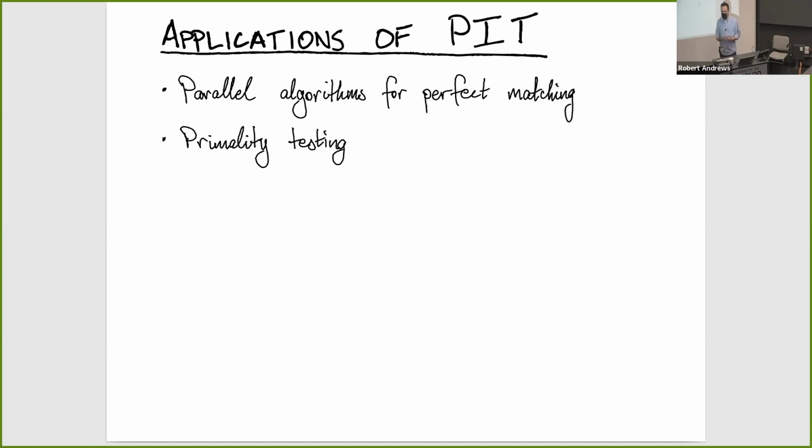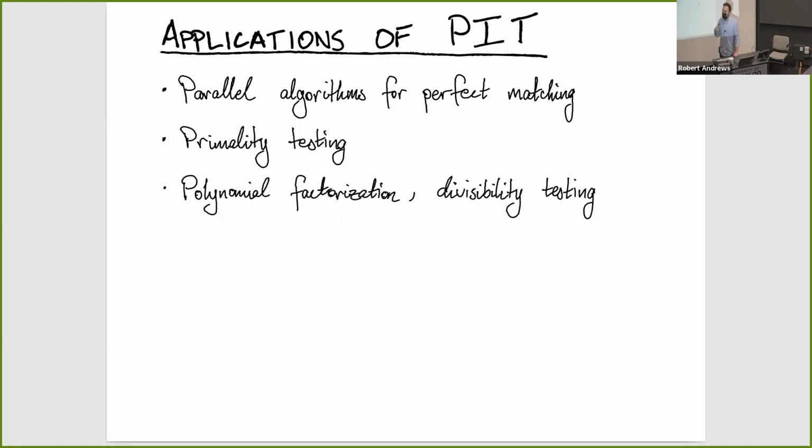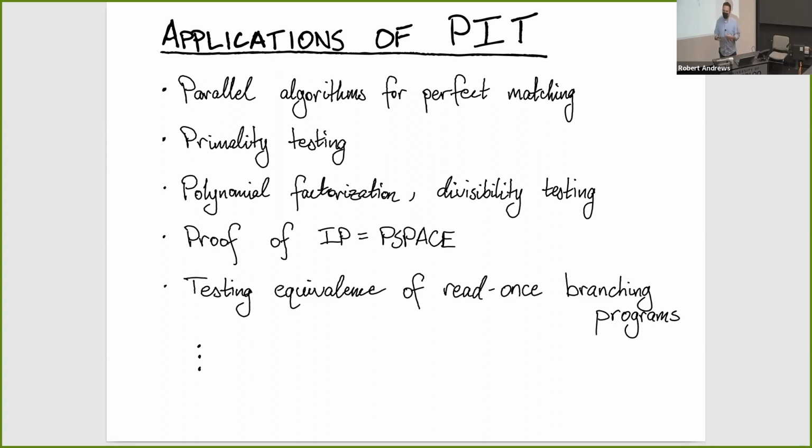Well, the AKS primality test is based on derandomizing a particular instance of polynomial identity testing. So you can test primality of integers. You can also factor algebraic circuits. You can test if one circuit divides another. You can also solve other problems. Well, okay, so polynomial identity testing also appears in the proof of IP equals PSPACE.